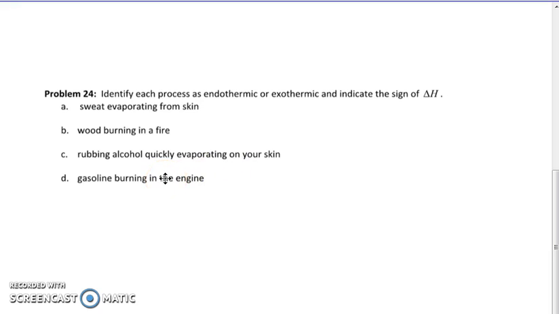Gasoline burning in the engine: why do you burn gas in the engine? Because you want the energy from it, so the energy goes out. So it's exothermic, just like before. I think this wraps up this section. I believe the next video starts on the next page. I hope this is helpful. Make sure you watch your signs and you're very, very careful in your algebra.